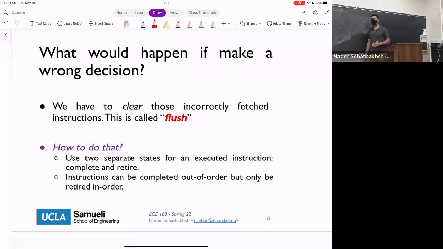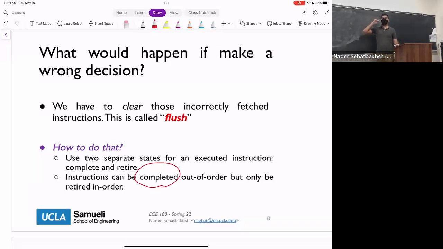In order to do that, we use a concept called completion and retire. Instructions, when they go through the pipeline, have two different states when they finish. When they're finished, we call it complete. Finishing means that, for example, if it's an add instruction, we add the numbers together, the operation that needs to be done on the instruction. And we call that complete. But since completion can happen out of order, because maybe there's a branch, we make a guess, we start running things out of order, and at some point we might make a mistake and need to go back.